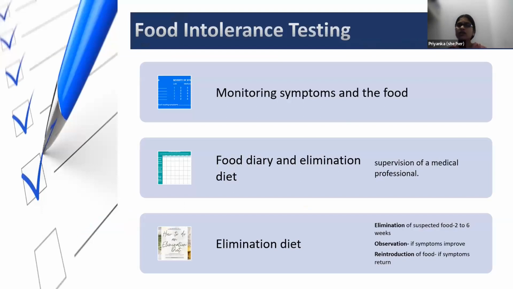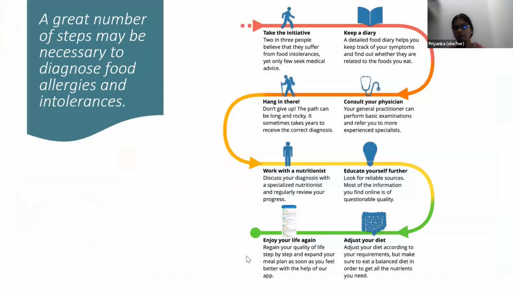Similarly, we have testing for food intolerance. Usually, we should start by monitoring the symptoms based on the intake of food. We ask patients to maintain a food diary. An elimination diet is followed based on that food diary. An elimination diet usually consists of three steps: elimination of the suspected food, observation of whether symptoms are improving, and reintroduction of the food and checking the symptoms again.